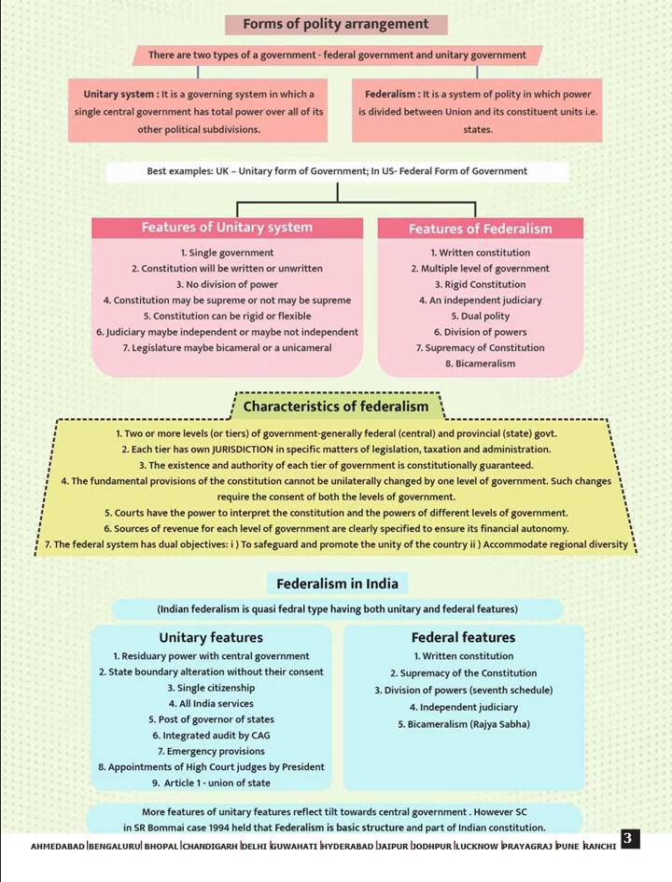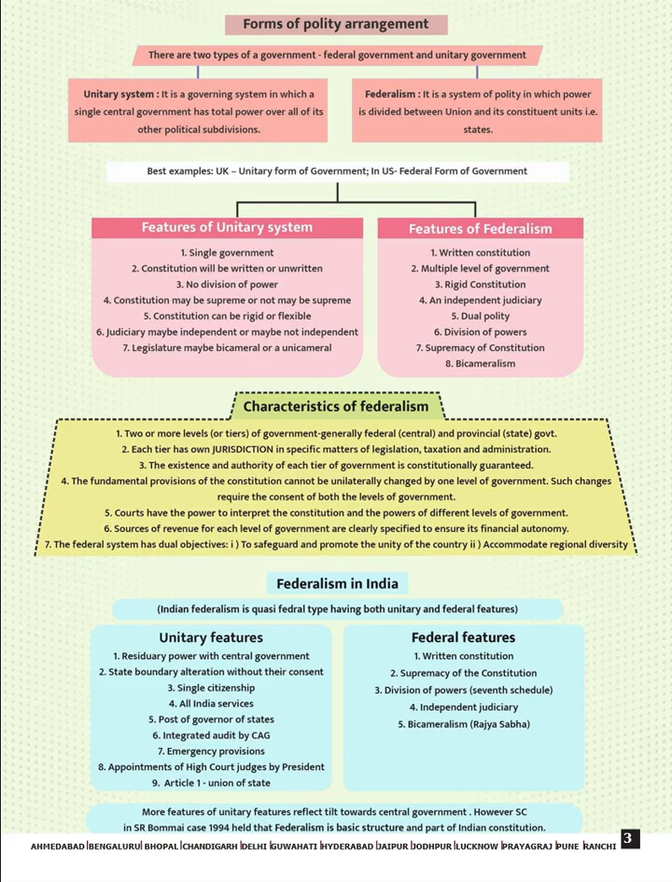One is the unitary system and another one is the federalism system. What is the unitary system? It is a governing system in which a single central government has total power over all of its other political subdivisions. And the federalism system is a system of polity in which power is divided between the union and the constituent units, that is, the states.